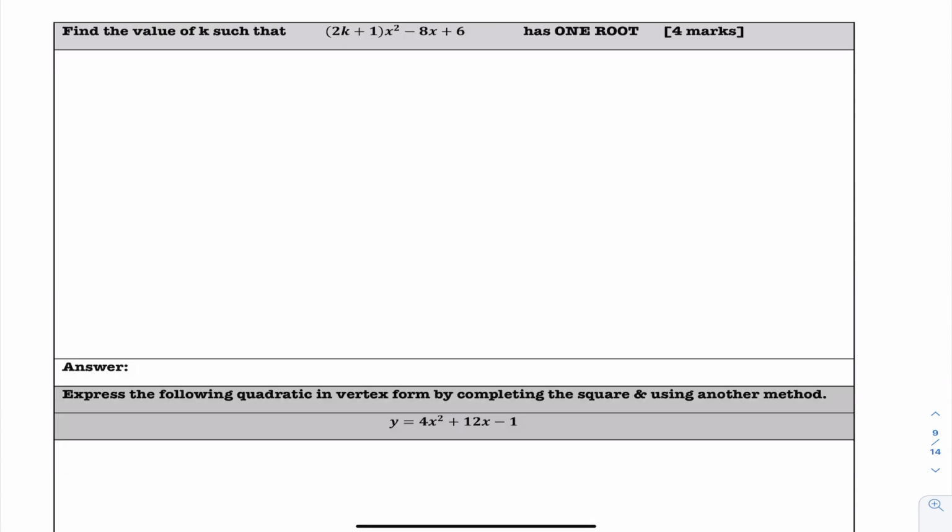Okay, for this next question here, they want us to find the value of k such that this quadratic has exactly one root.